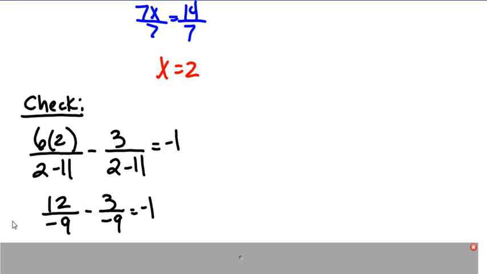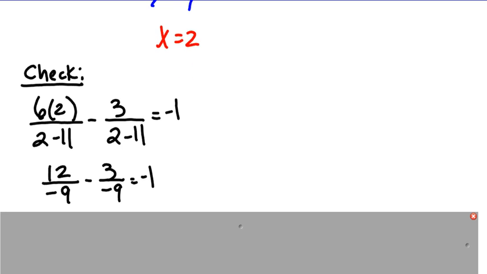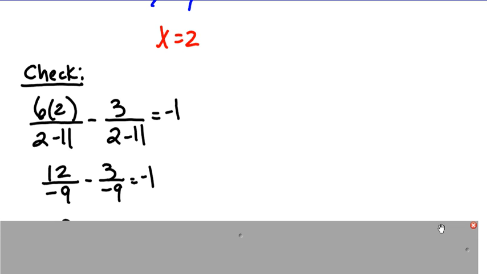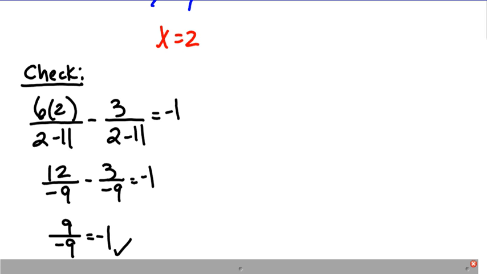Here we have negative 12 ninths minus a negative 3 ninths. Well, subtracting is like taking the opposite, right? So it's really adding 3 ninths. What's that going to give us? A negative 9 ninths. Well, 9 divided by 9, that's 1. So we have negative 1 equals negative 1. We're good to go.